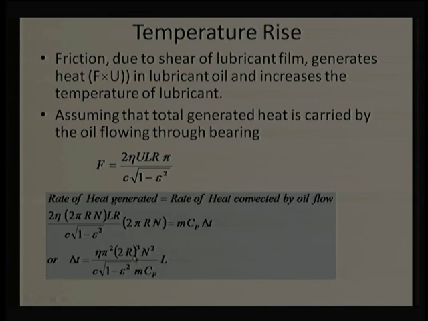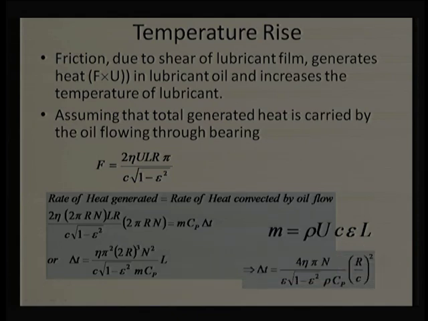Then it depends on radius. The temperature rise is very sensitive to the radius: the larger the radius, the more and more temperature rise. And it depends on the clearance: the larger the clearance, the lesser the temperature rise. This is the overall relation for temperature rise, and of course we derived m, the mass flow rate, in the previous slide, which can be incorporated here. The mass flow rate was given as rho u c, that is clearance, epsilon into length. Substitute and rearrange.